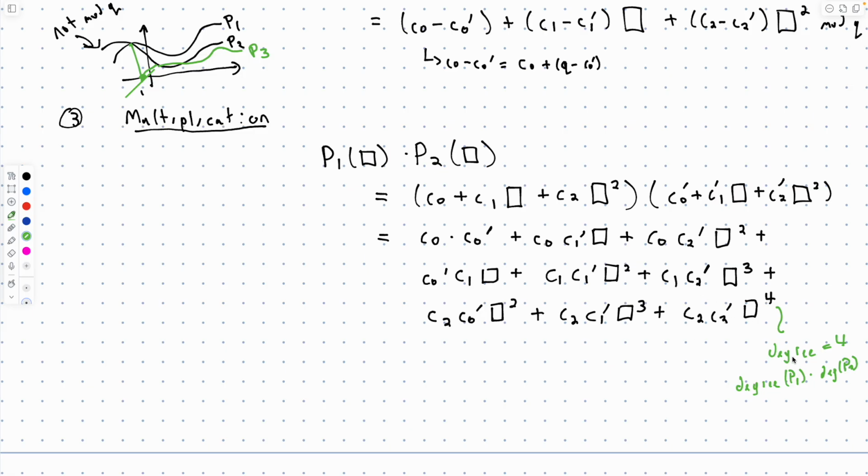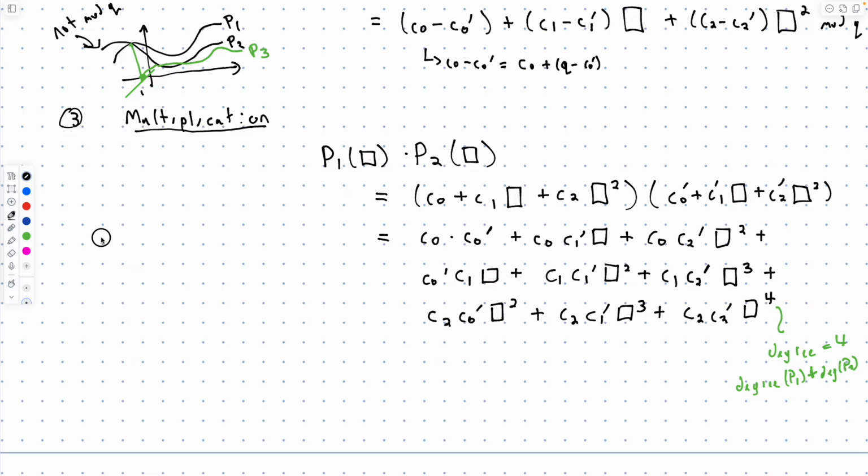Sorry, they will add together, my mistake. It's confusing because 2 plus 2 is 4 and 2 times 2 is 4. What you'll get is the sum of the degrees of the two. Because when you multiply these together, the biggest term will be at the end, and the exponents will add. Okay, so multiplication is going to blow the degree of your polynomial up. So that's one thing to keep in mind.